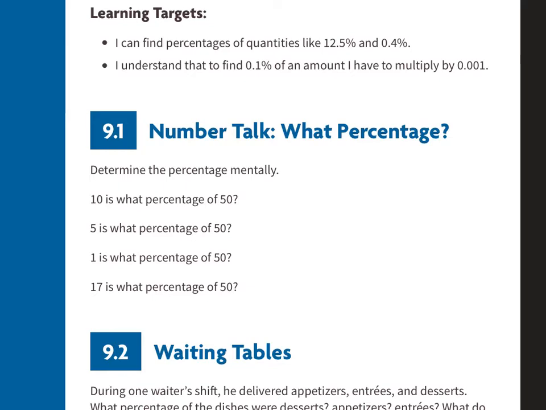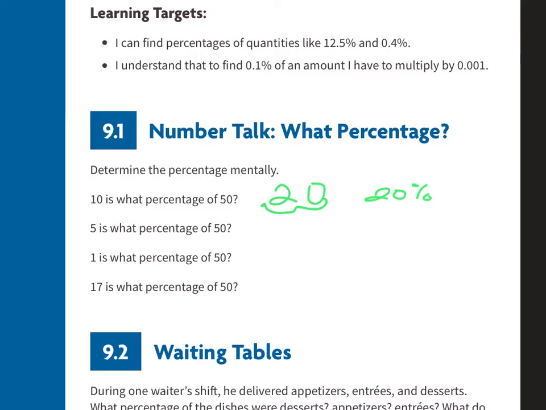I'm just going to use a calculator. 10 divided by 50 is 0.2. So the answer is 0.2, which is a decimal. I need to turn that into a percent, so just times it by 100 or move the decimal over twice and fill in the blank with a 0. So it's 20%.